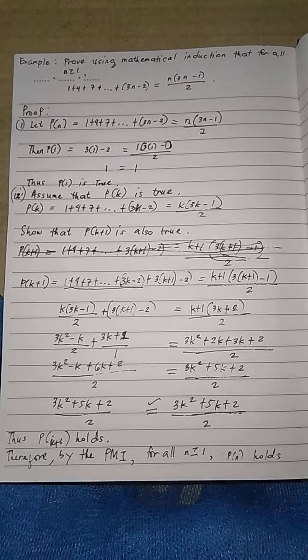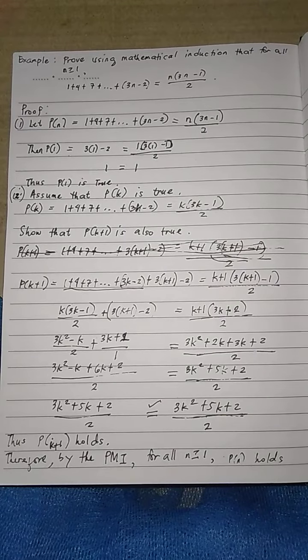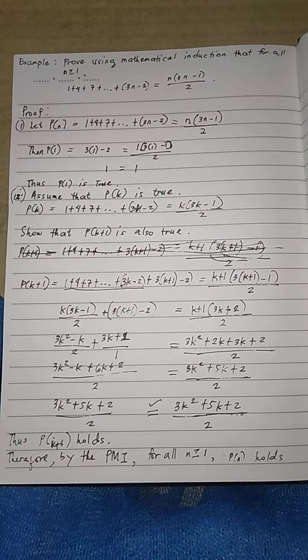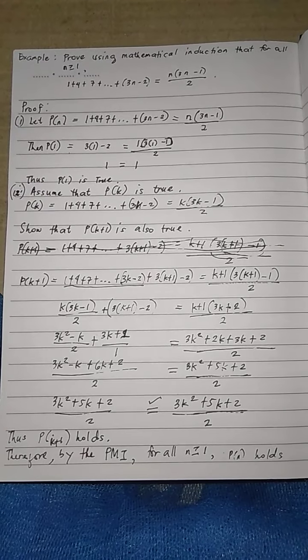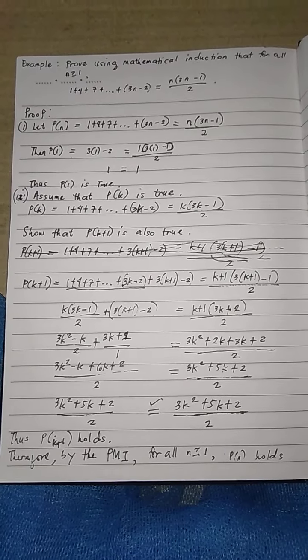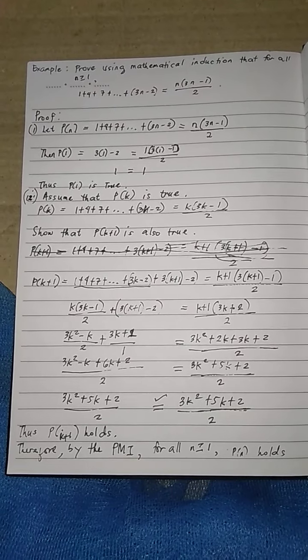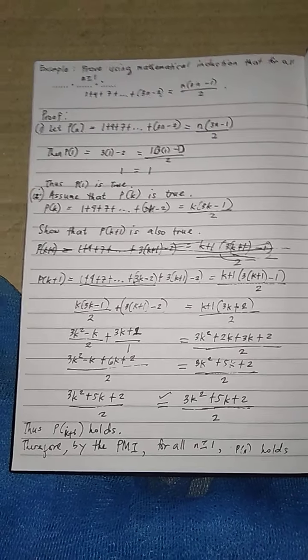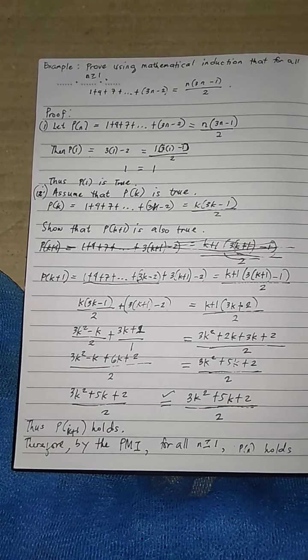Okay, so after that, we assume that this P of k is true. And then, by assuming this one, we need to show that P of k plus 1 is also true. So, we have there P of k plus 1. What we will do, coming from P of k, is replace k with k plus 1. Again, substitute k with k plus 1.